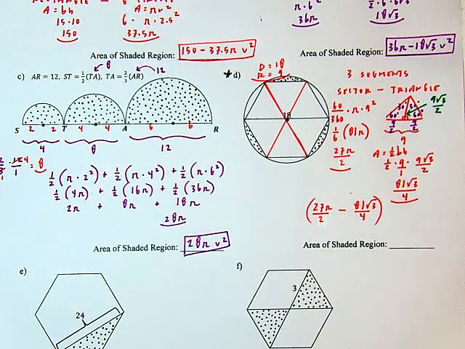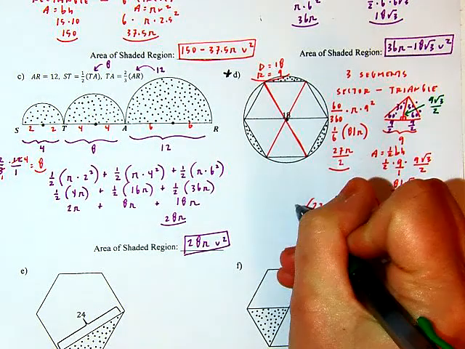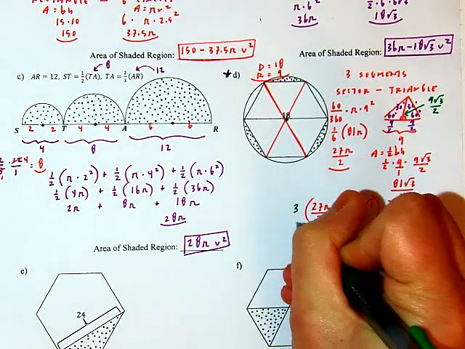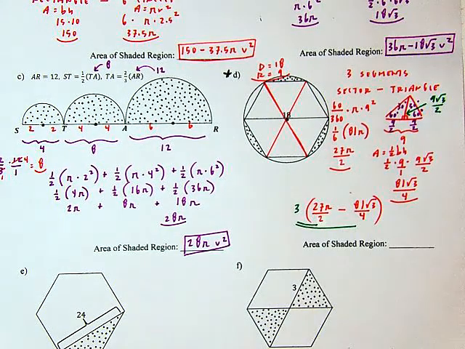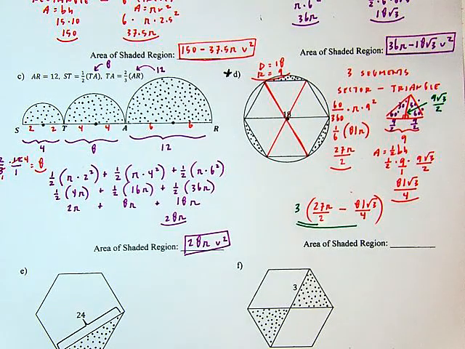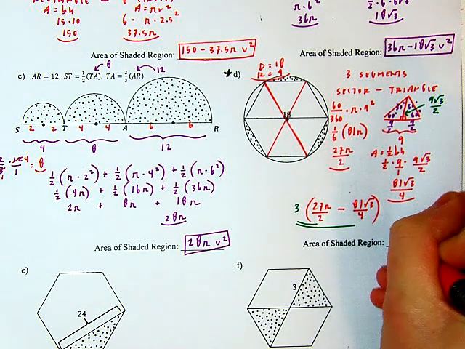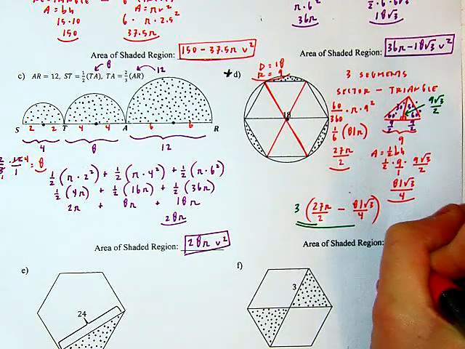Okay, so now I have 3 of them, so I need to triple. So let me multiply by 3. So I have to distribute then that 3, and then what's going to happen? Right, it's like 3 over 1. So on top I have 81 pi over 2.